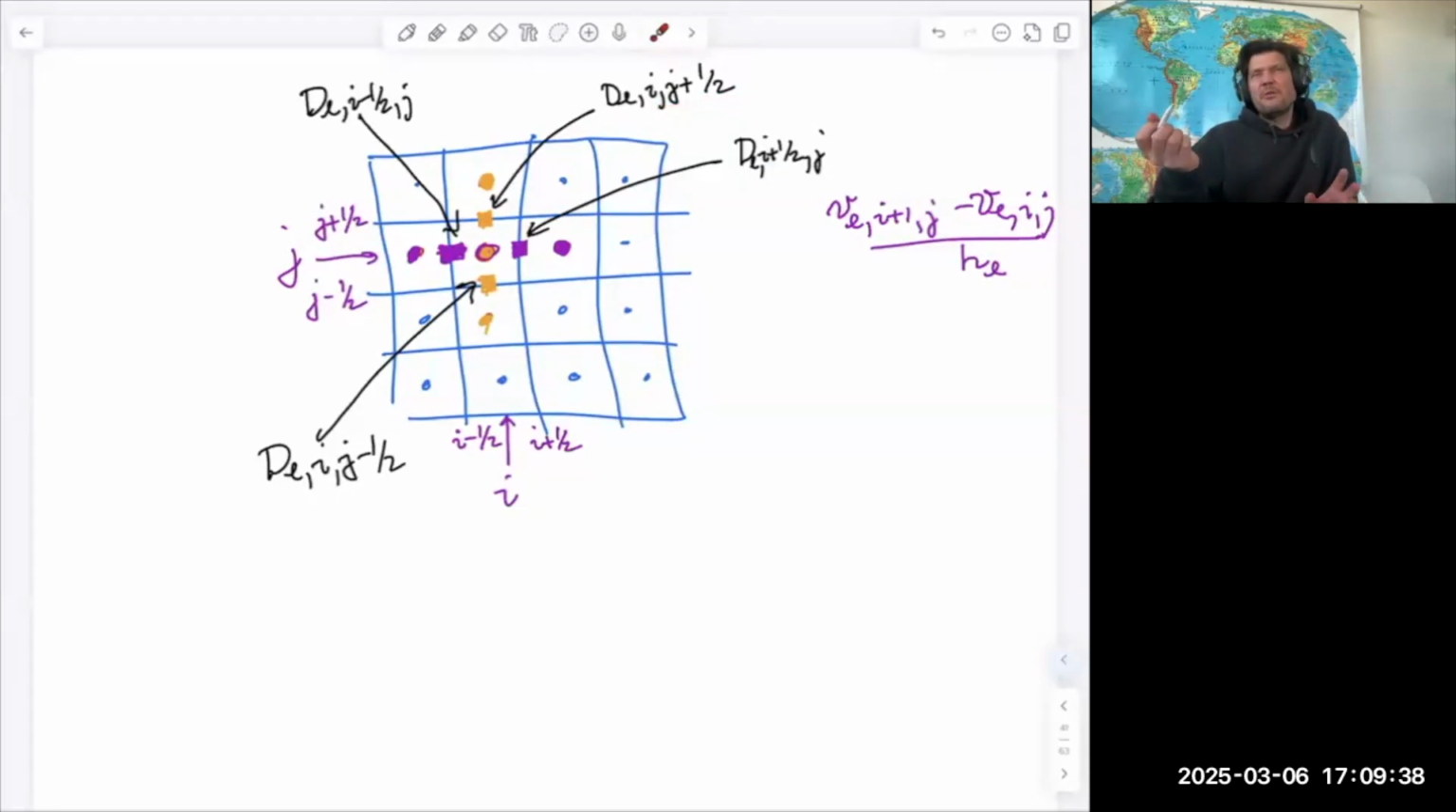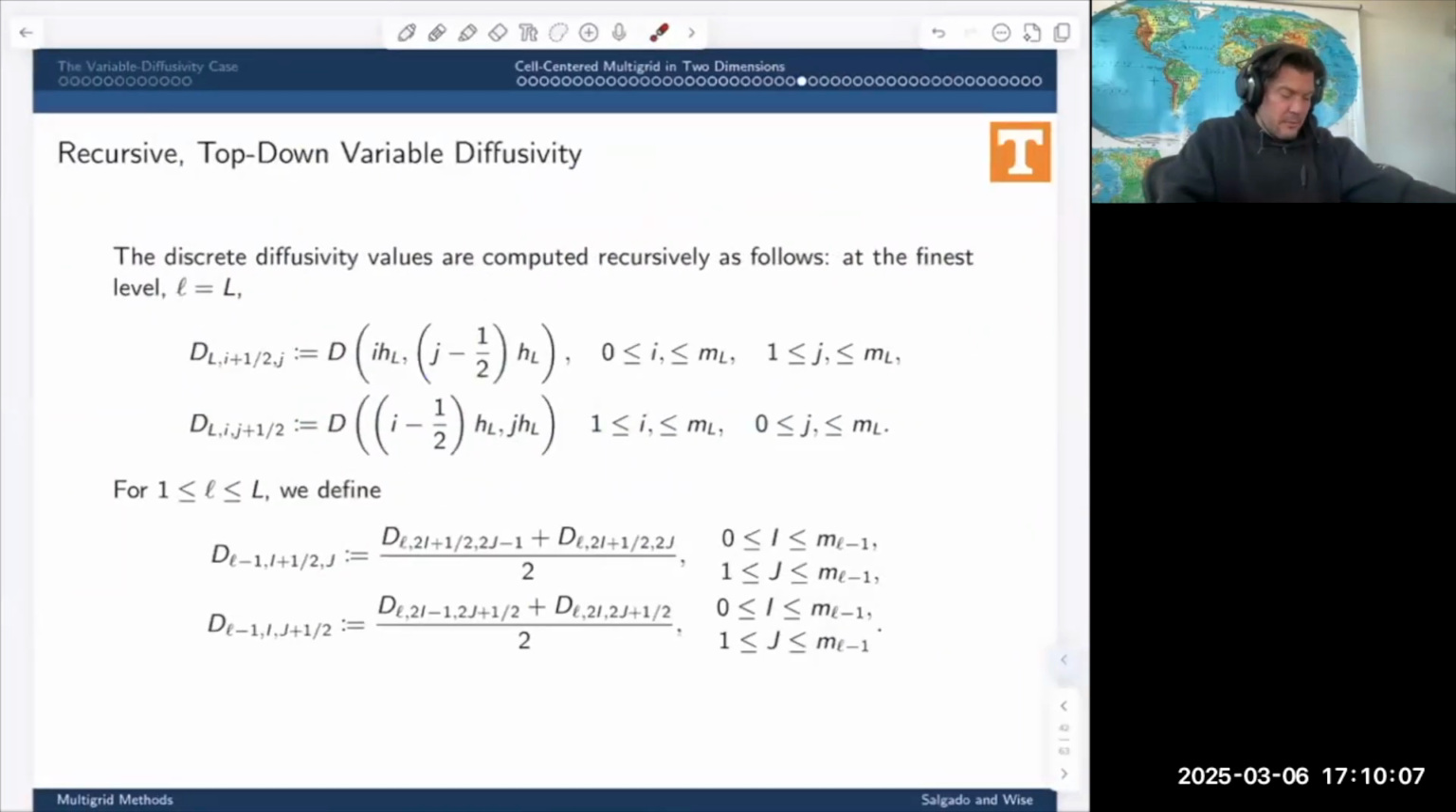Remember, the diffusion coefficient had to satisfy a couple of conditions. It had to be positive, it had to be bounded below by a positive number, and it had to be bounded above. The easiest way to take care of this is just say it's a continuous function on the whole domain. And remember, every continuous function achieves its min and its max. As long as its min and its max are strictly positive, then that's all you need. So at the finest level, I simply sample.